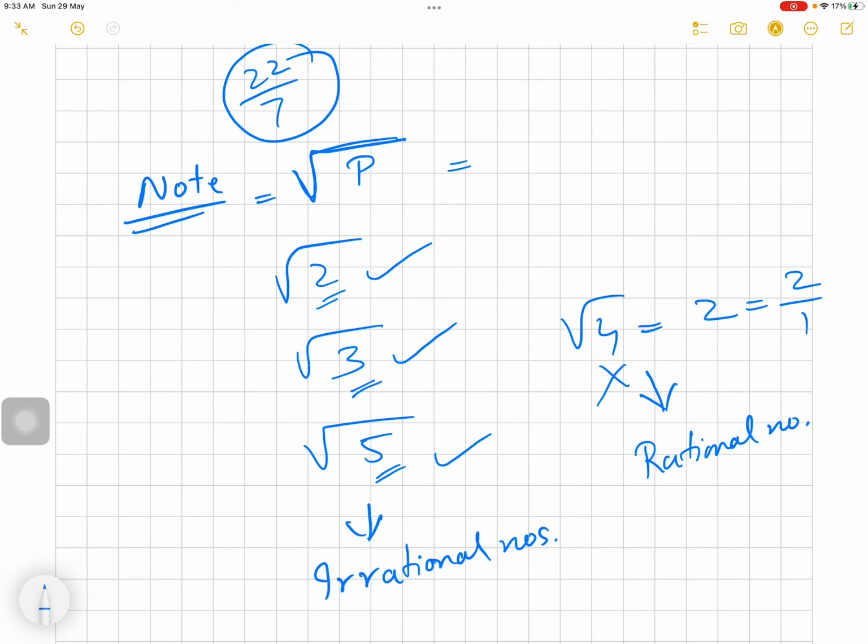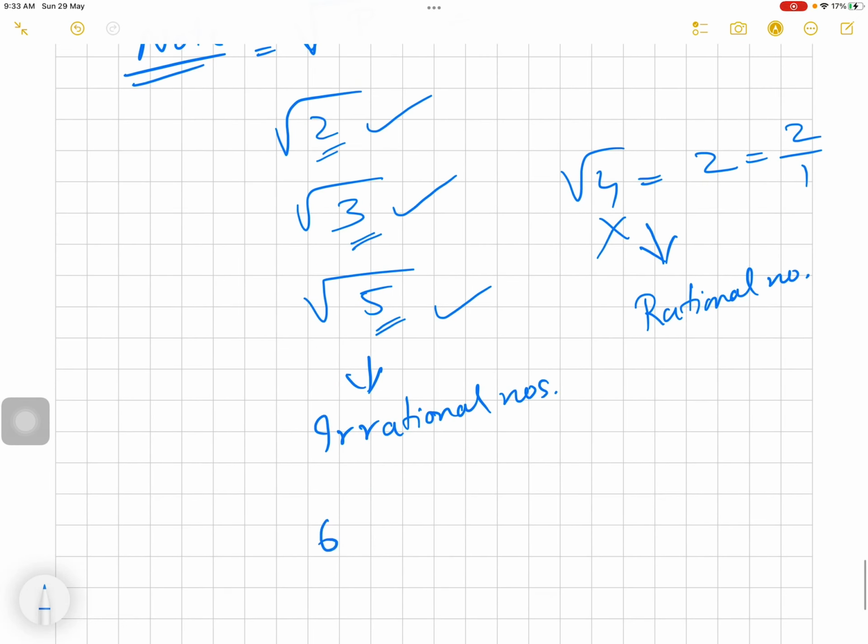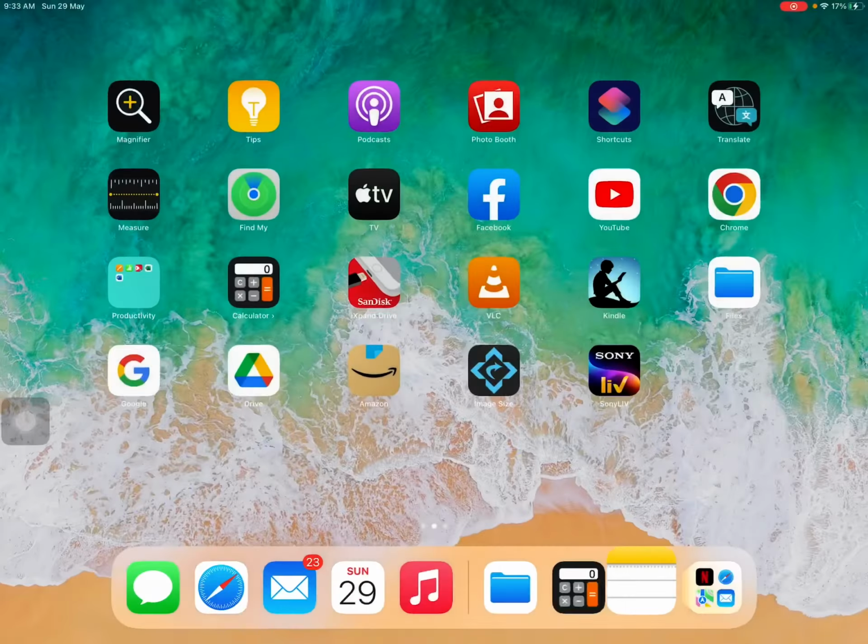Okay, so if p is a prime number, then root p is an irrational number. Now when it comes to 6, 6 is not a prime number, correct? But root 6, whether it is a rational number or irrational number, let's check.